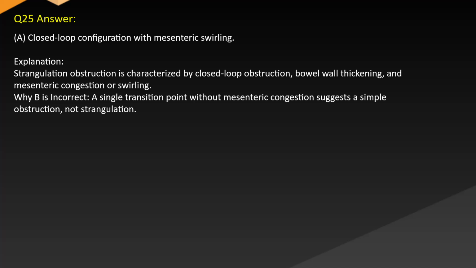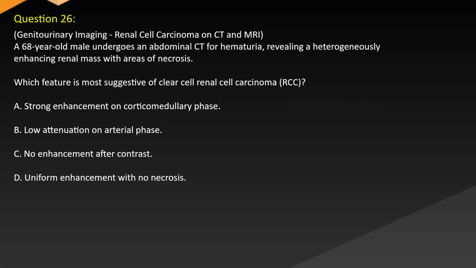Explanation: Strangulation obstruction is characterized by closed loop obstruction, bowel wall thickening, and mesenteric congestion or swirling. B is incorrect. A single transition point without mesenteric congestion suggests a simple obstruction, not strangulation. Question 26. Genitourinary imaging. Renal cell carcinoma on CT and MRI.